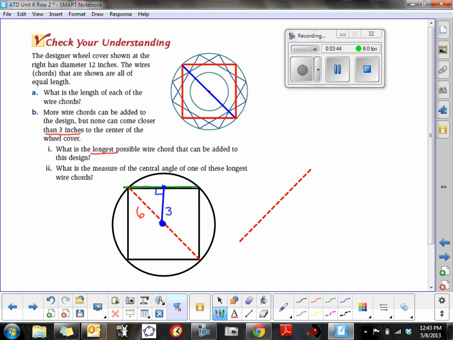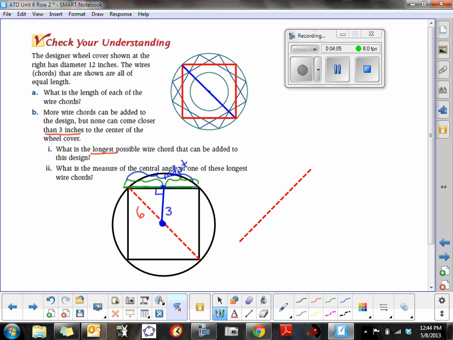which is going to be perpendicular. But remember, if we have a line that is going through the center and perpendicular, then this point has to be the midpoint. So that's the midpoint of this green chord. That's going to help us figure out what the green length is, because we can use our Pythagorean theorem to find just this side of it and then double it to find the other side.